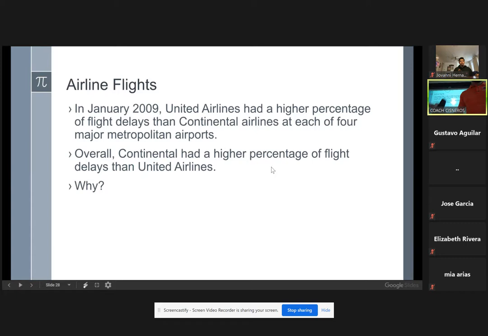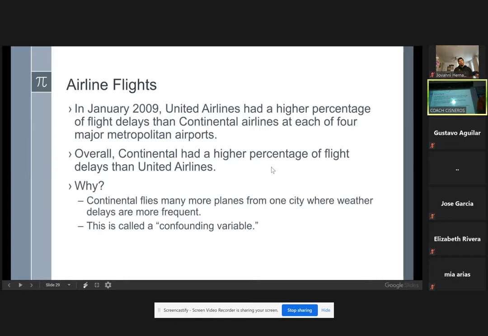They found that Continental flew to cities that have a higher ratio of bad weather. Okay. So they were flying to places like Chicago, snow and rain all the time. Seattle, rain all the time. Okay. These places up north that have bad weather, Boston, snow all the time. Then they had weather delays. They were flying to more of those places than United Airlines was flying.